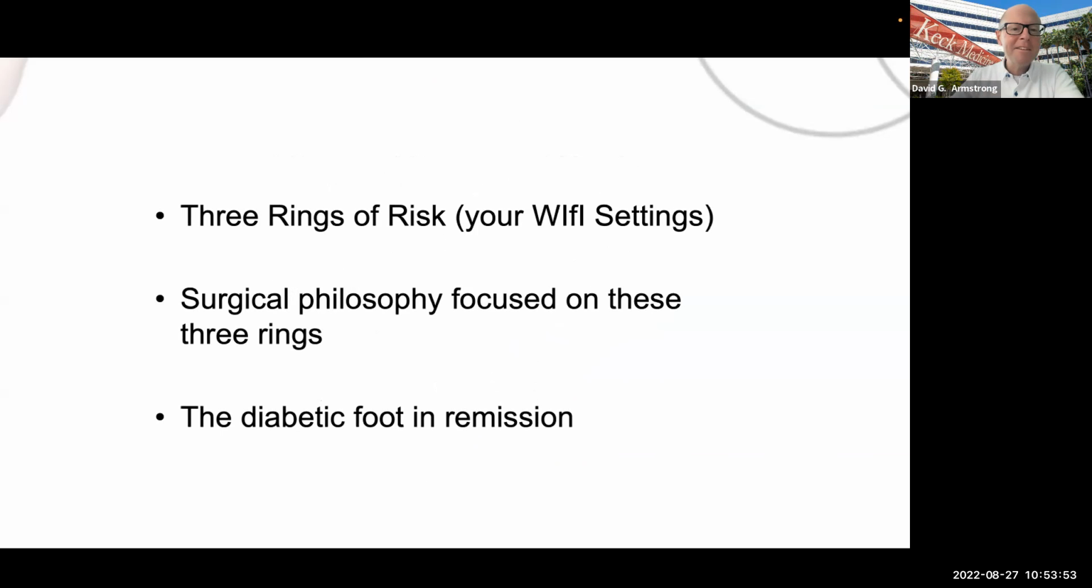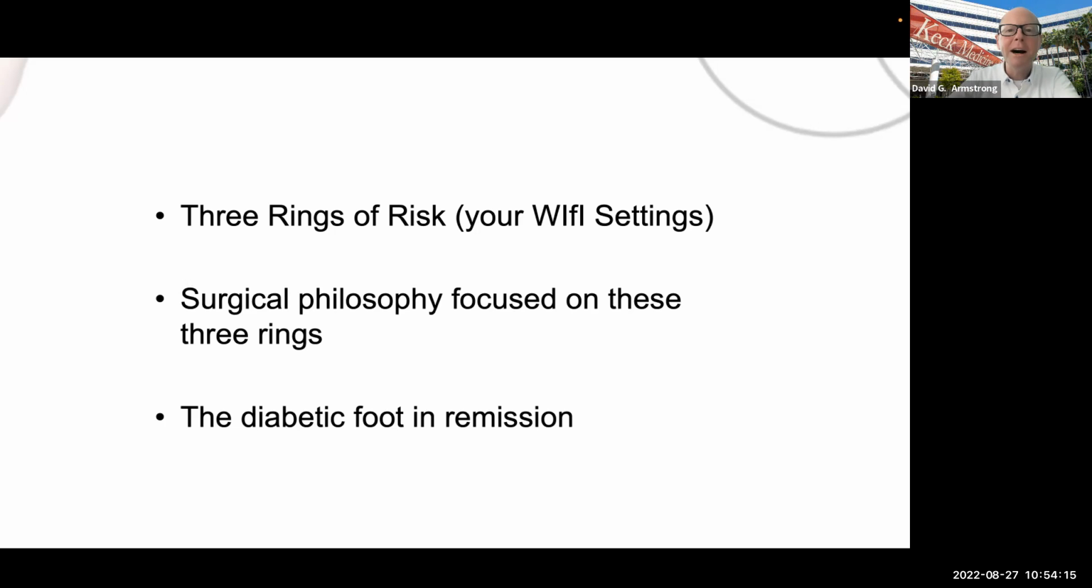5 or 10 minutes together today. We're going to talk about three rings of risk. And in that area, we're going to broadcast our WIfI settings. We're going to talk about a surgical philosophy focused on these three rings, both for wound or tissue loss, for ischemia, and for foot infection. We're going to look at a case or two for each of those. And then finally, we're going to talk about the diabetic foot in remission.